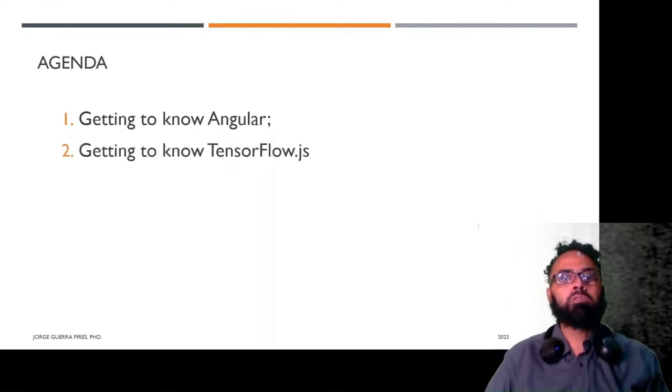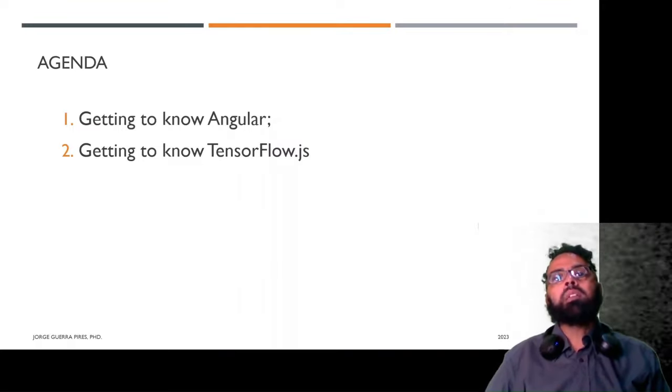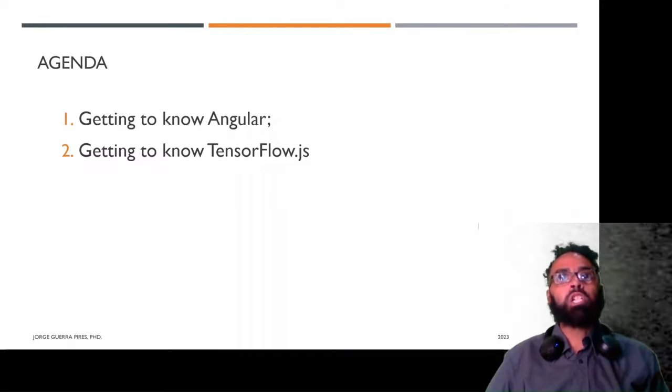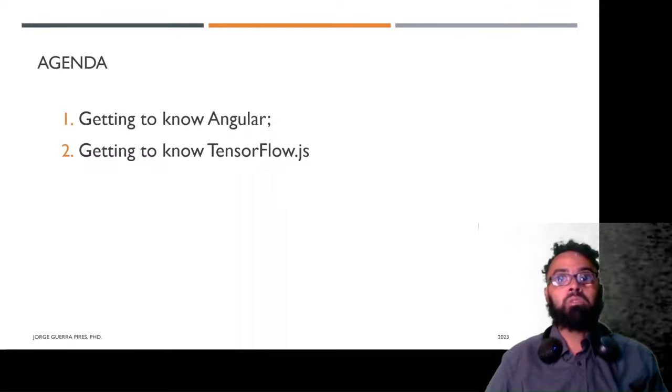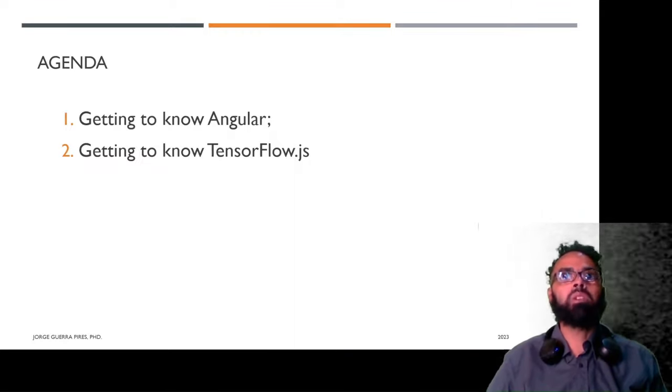Get to know a little bit about TensorFlow.js. TensorFlow.js is a library developed by Google, and it's a very easy way to build very powerful machine learning models with a couple of lines. With 2 or 3 lines, you can build a very advanced artificial neural network.